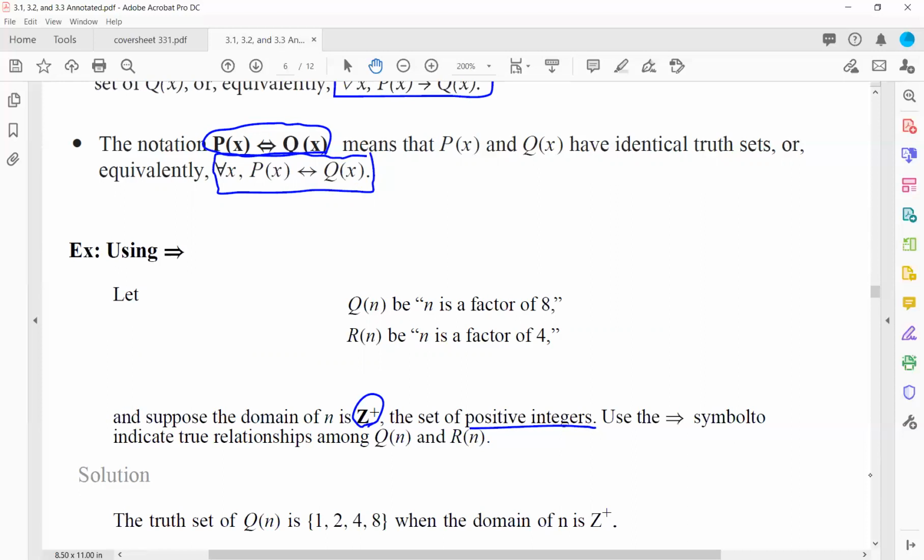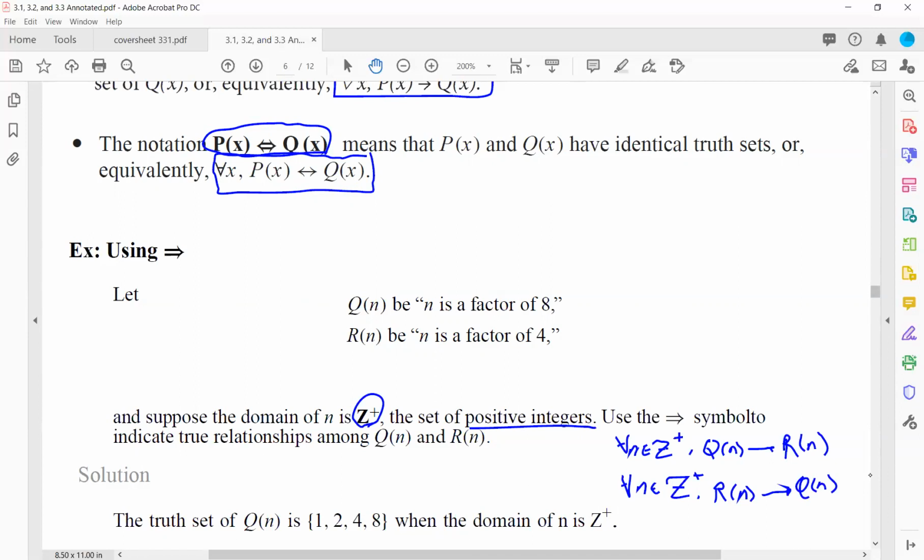Use conditional statement to indicate a relation between Qn, Rn. So we either have to say that for any n in Z positive, Qn implies Rn, or we need to mention that for any positive integers, Rn implies Qn. So which one is correct in this case?